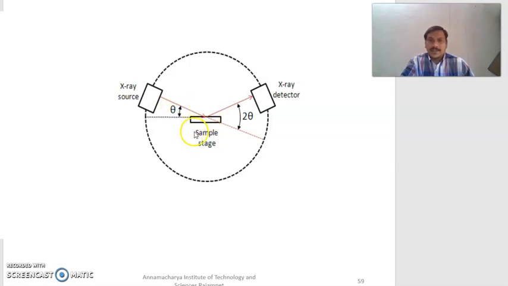Then if the incident X-ray satisfies Bragg's law, these X-rays are diffracted from the sample. These diffracted X-rays are detected by the X-ray detector. So the angle of diffraction is also equal to theta, where the angle between the incident X-ray direction and the diffracted X-rays is taken as 2 theta. By using this value 2 theta and the interplanar spacing, we can identify the crystal structure.